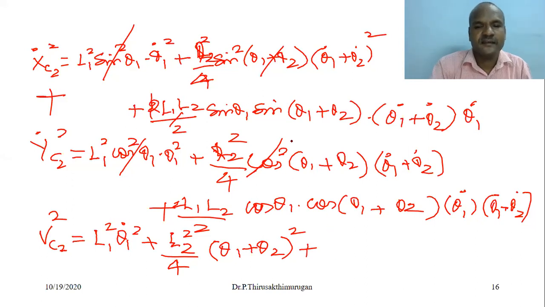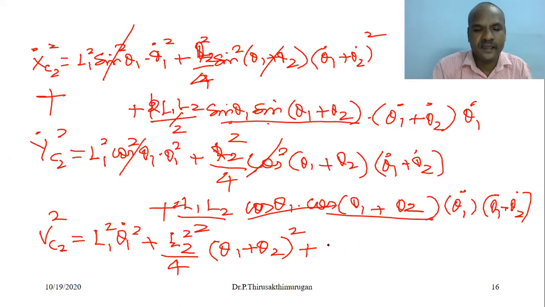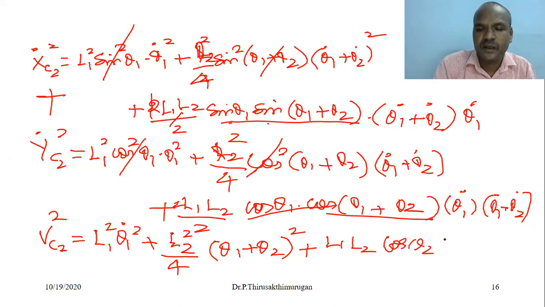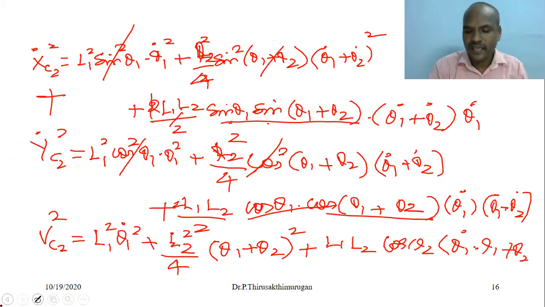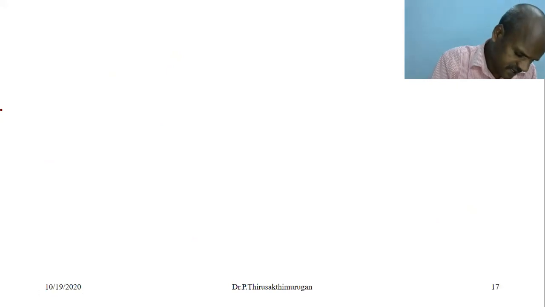Again, as usual, this can be simplified, sin theta 1 sin (theta 1 plus theta 2). So you refer to the previous discussion. You will be getting the same value, L1 L2 cos theta 2 of theta 1 dot into (theta 1 dot plus theta 2 dot). Okay, you do it.